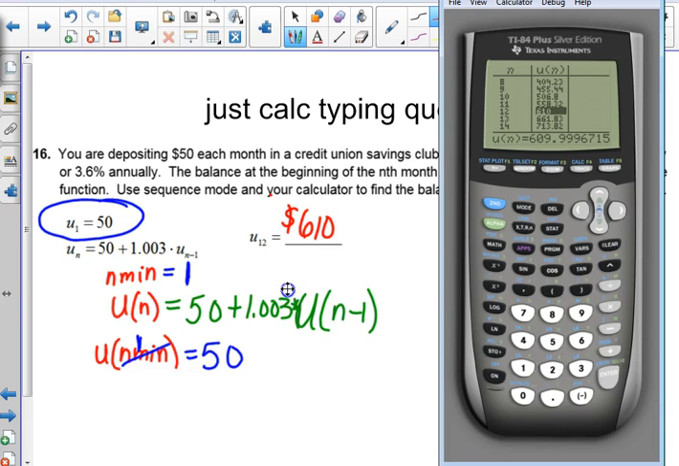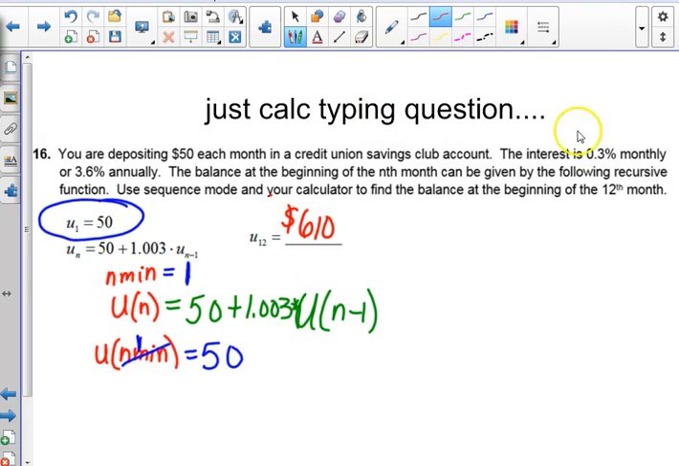Yeah, basically you only made $10 interest, right? Because you put in 12 deposits of $50. Let me try that again. That would be $600. So you only made $10 interest.